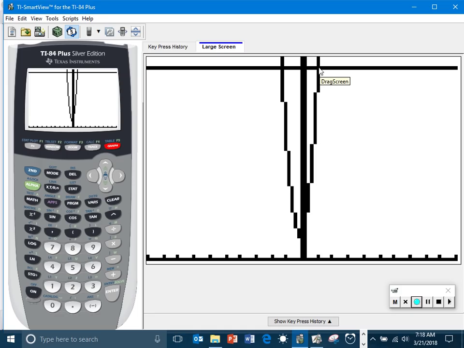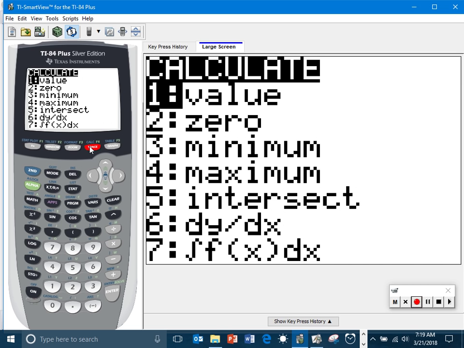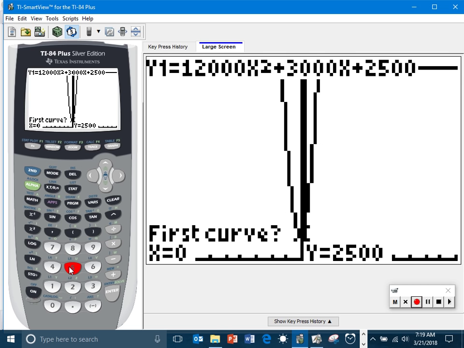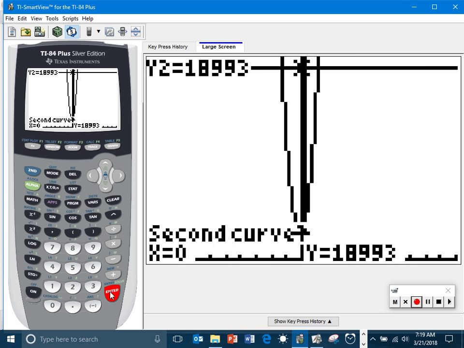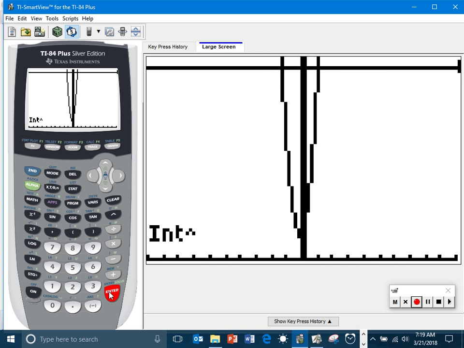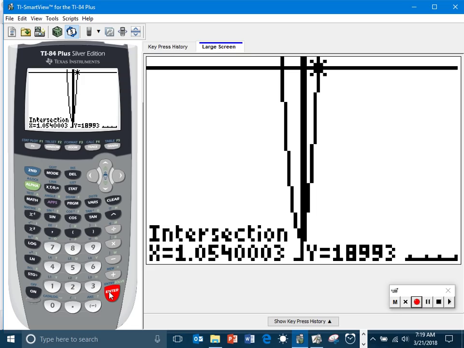So remember, there's two intersections. There's one here on the right, and there's one here on the left. We don't care about the one on the left because that's a negative. We can't have a negative. So we want this one on the right. So remember what we do now. We go second, trace, and we pick number 5, and then we hit enter 3 times. 1, 2, 3. All right, so we see down here in the bottom left-hand corner, look where the arrow is. We've got 1.054.